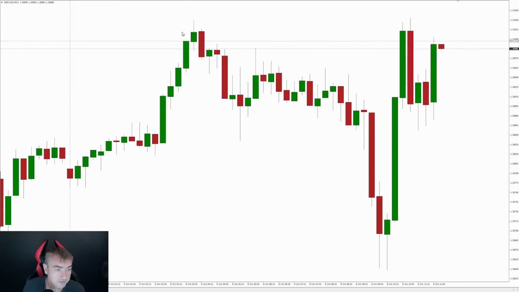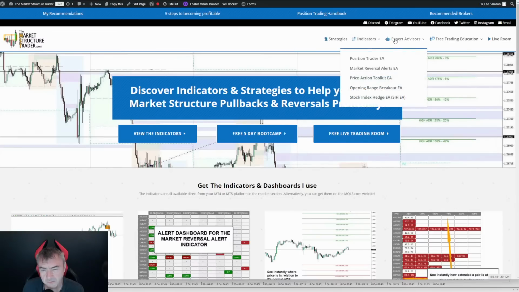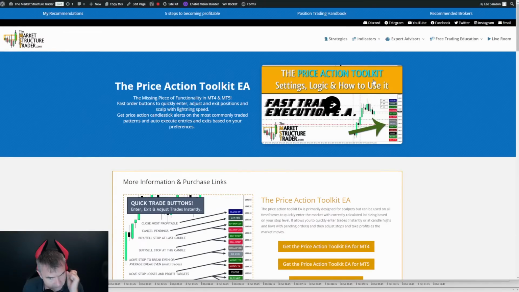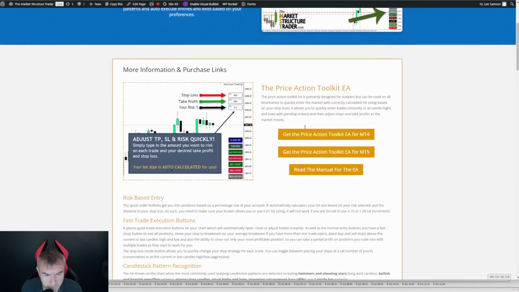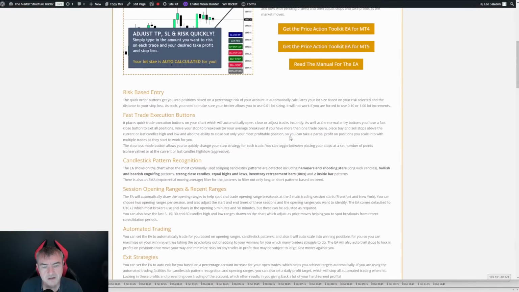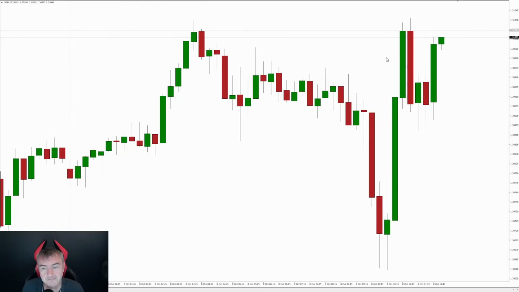If you want to use the price action toolkit, you can use the price action toolkit. Does the price action toolkit work in the strategy tester? I can't remember. It does work in the, but you don't, I mean, you don't even need to. The price action toolkit is for price action trading. Obviously, that's why I built it.